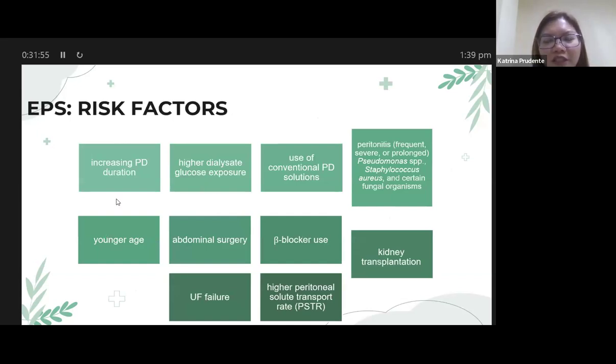As mentioned, increasing PD duration is a key risk factor for the development of EPS, as well as higher dialysate glucose exposure, the use of conventional PD solutions, which have a higher glucose content, and peritonitis, especially frequent or prolonged episodes. Studies would mention the following organisms: Pseudomonas, Staphylococcus aureus, and fungal and also mycobacterial organisms. So younger age, abdominal surgery, beta blocker use, UF failure, higher peritoneal solute transport rate, and kidney transplantation are considered risk factors for EPS.